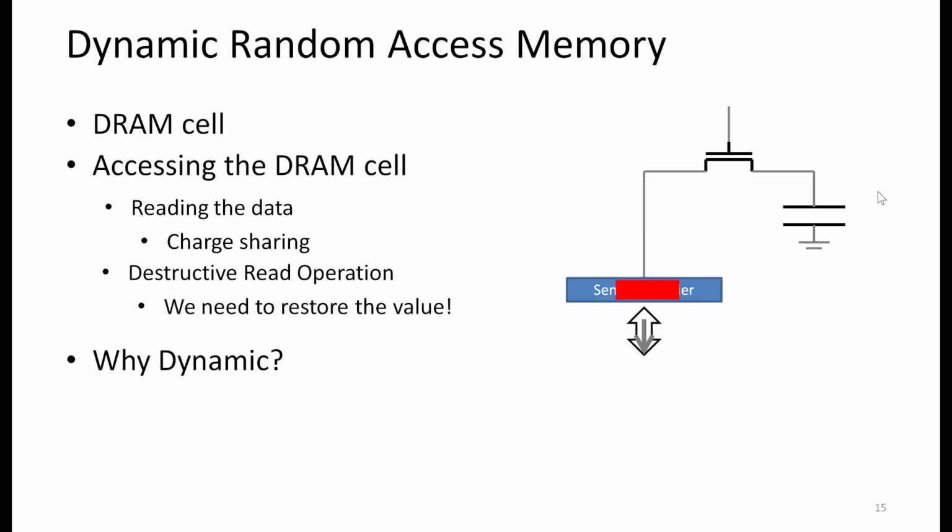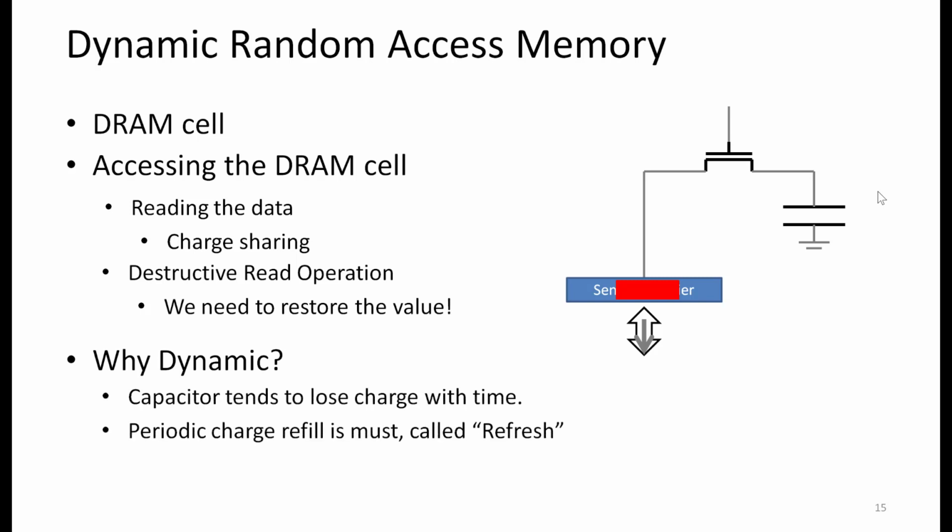Now, why do we call this cell dynamic? The primary reason is the capacitor, whether we are trying to access it or not, will lose the charge over time. So we need to do a periodic charge refill, which is called refresh. Now what we are doing as a refresh operation is accessing the cell, reading the charge in the capacitor to the sense amplifier, and writing it back, the activate and precharge commands.